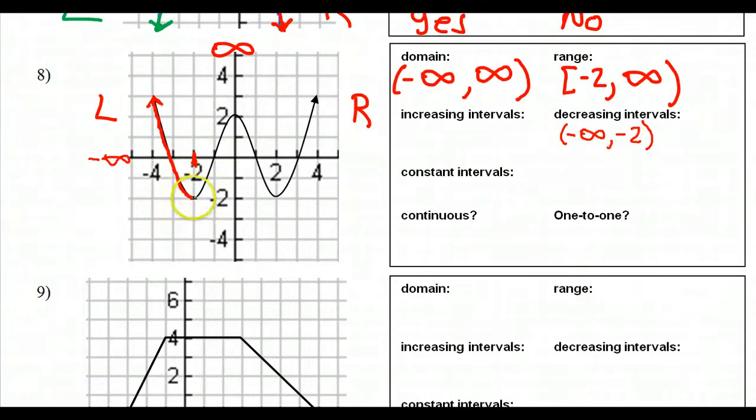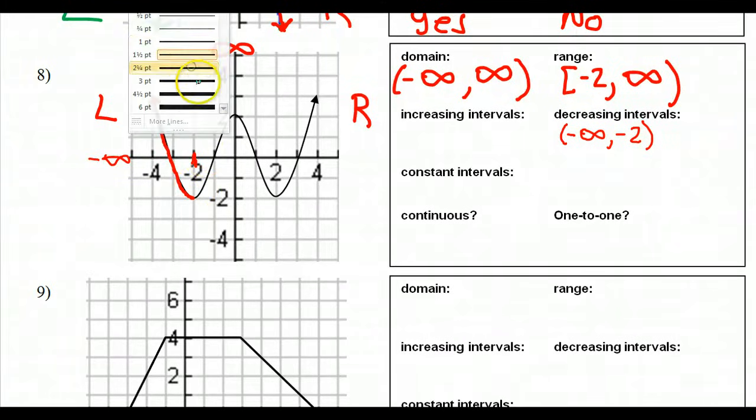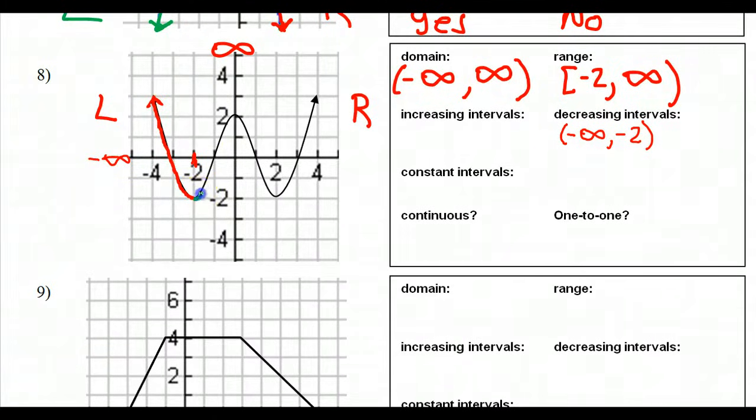Now, the increasing interval begins now. So, as I continue on the curve, now I'm going up, up, up. I'm rising, rising, rising, rising until I get to here. So this is an increasing interval. So an increasing interval would be from negative 2 to 0. All right? When you mark your intervals, look at the x-axis at all times. So from negative 2 to 0, this is where the function was increasing.